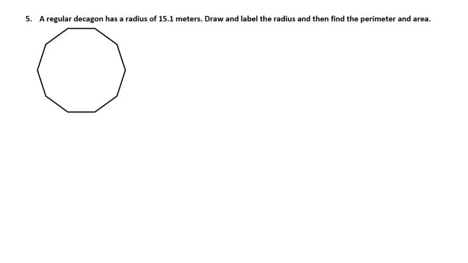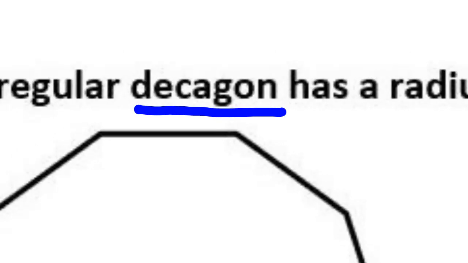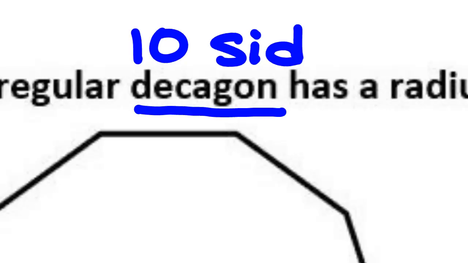This time it says we have a regular decagon, and then they've drawn it for us. A decagon has how many sides? 10. Yes. A decagon has 10 sides. 9 sides would be a nonagon.